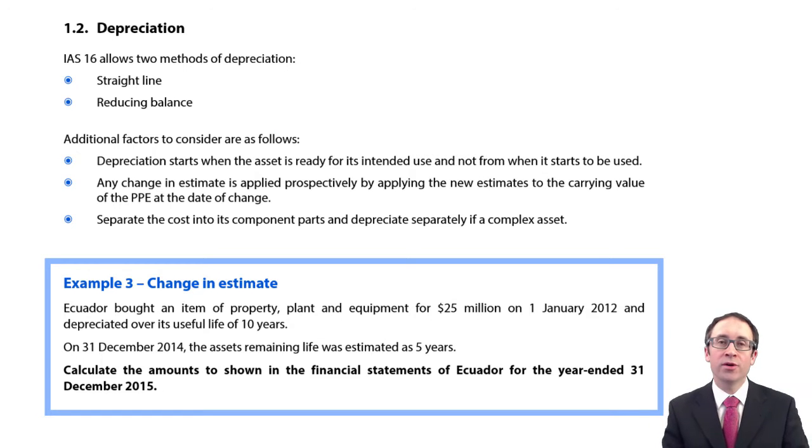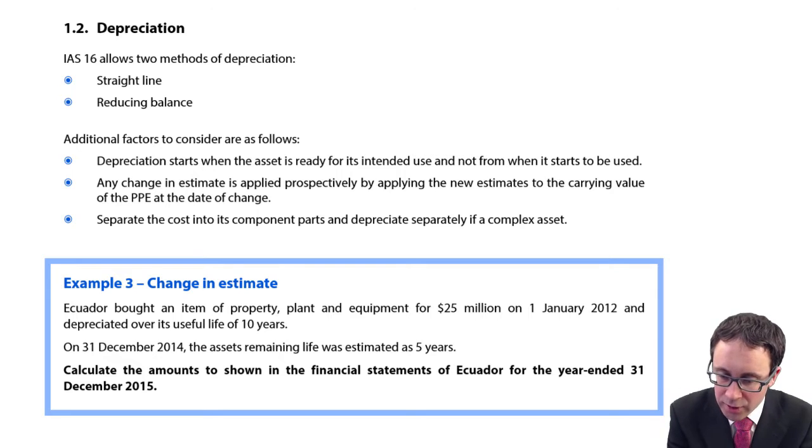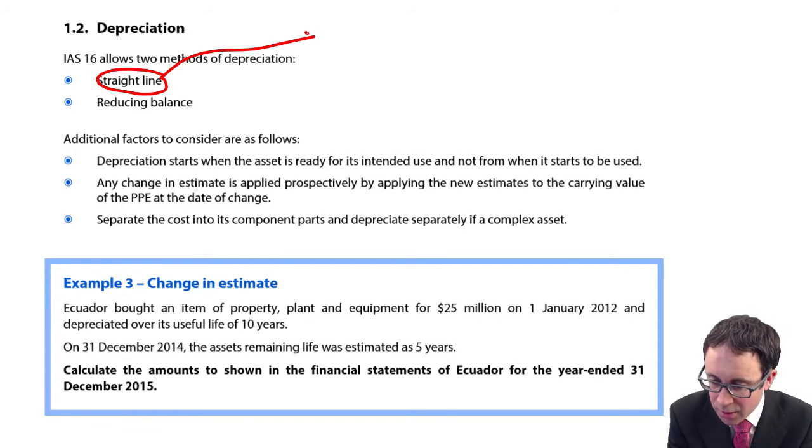Okay, so let's go through and have a look at depreciation. Hopefully it will all be pretty familiar to you. Remember, there are two types of depreciation that we follow. You've got your straight line. With straight line, we charge equal amounts every single year, don't we?